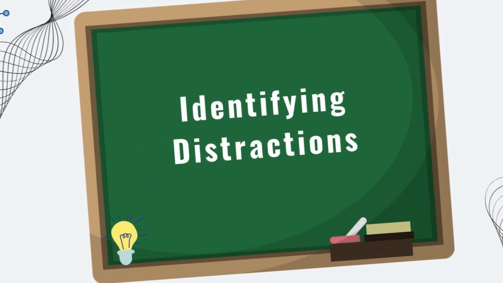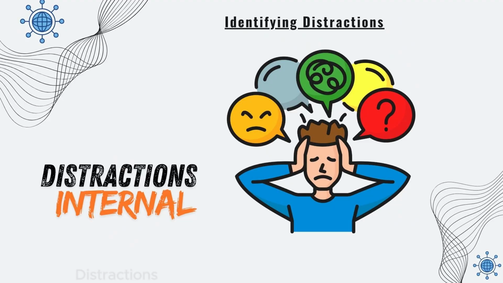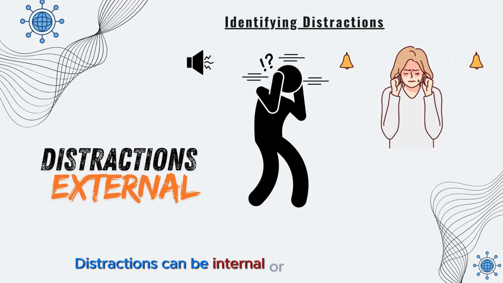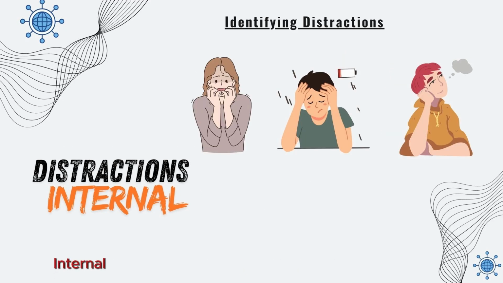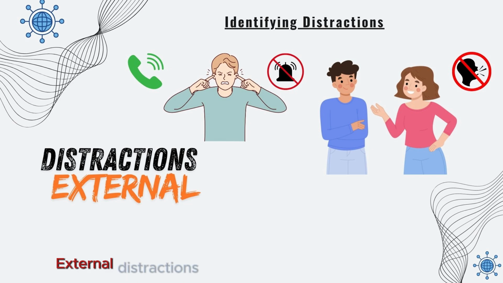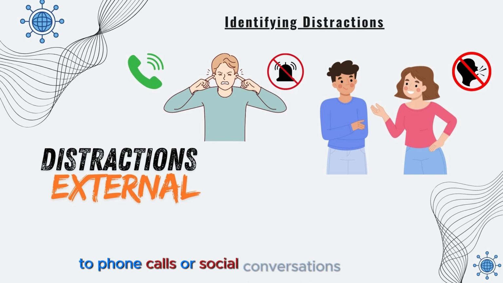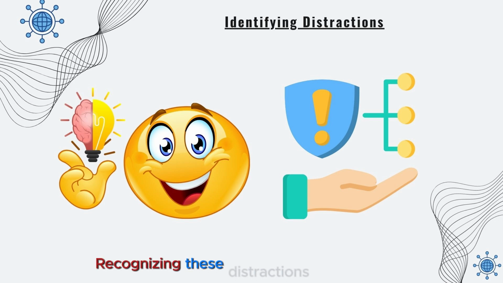Let's cover identifying distractions. Distractions can be internal or external. Internal distractions include personal worries, fatigue, or daydreaming. External distractions range from loud noises to phone calls or social conversations. Recognizing these distractions is the first step to mitigating them.